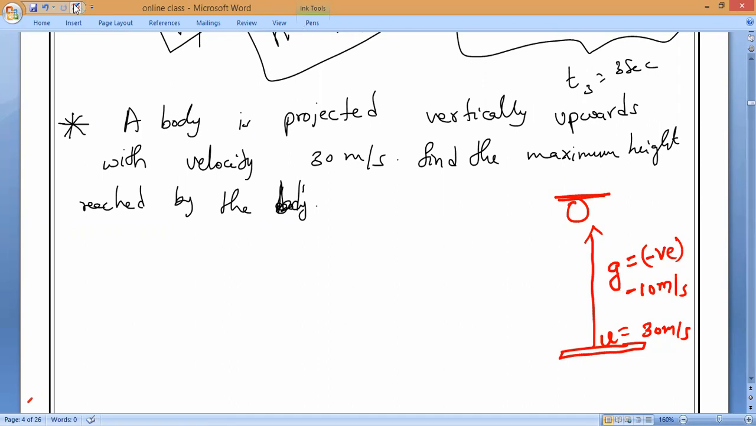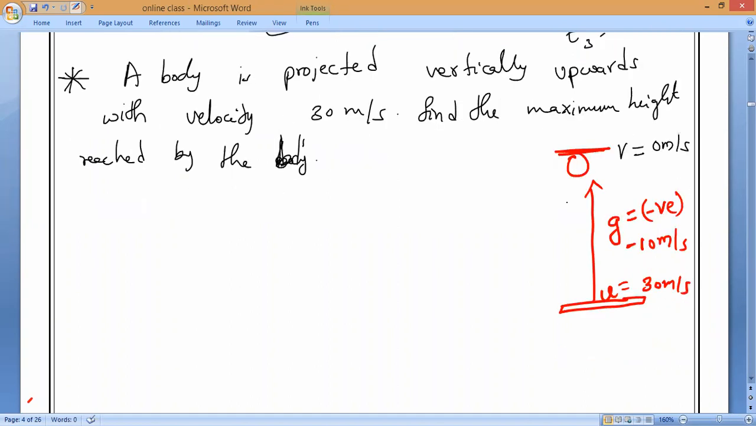When the ball reaches maximum height, what is the final velocity? 0 meter per second. Very good. Now they are asking for height. So velocity and height, which equation? Position and velocity, which equation? The second equation means position and time, but the third equation gives position and velocity.